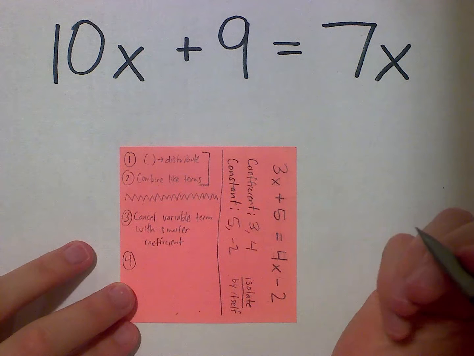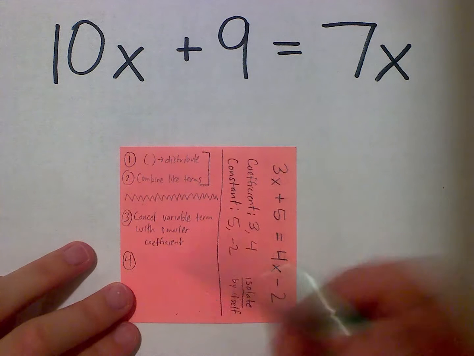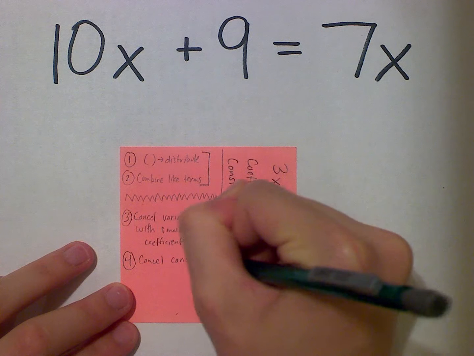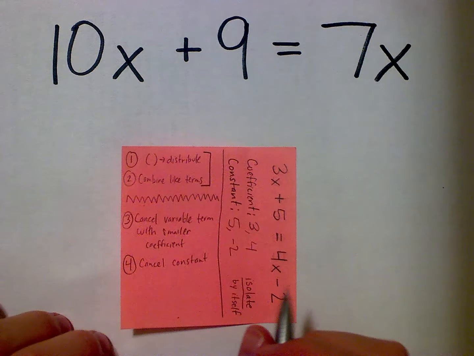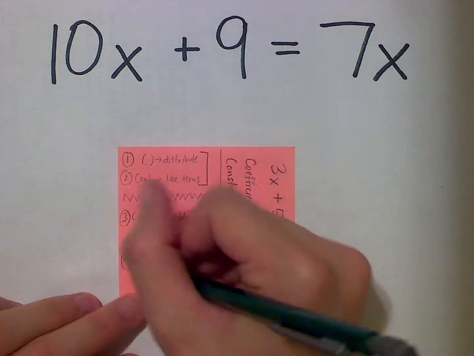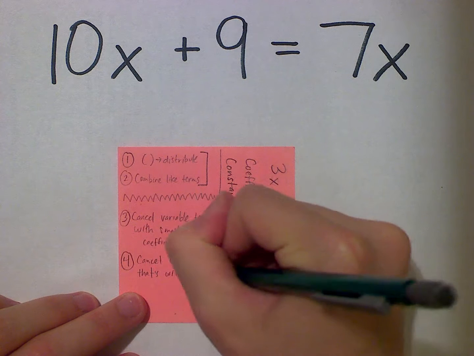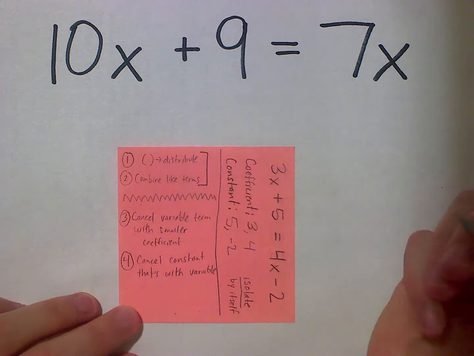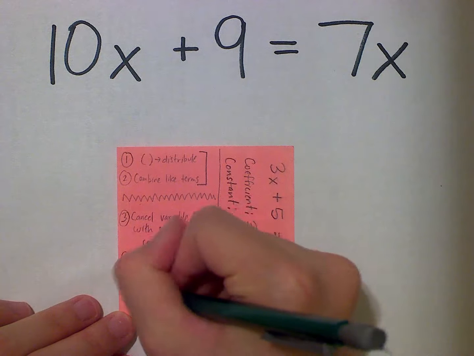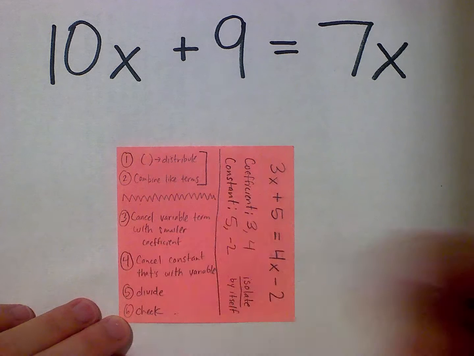Step 4. Once I've done that, then that's when I deal with the constants. So I deal with variables first, then constants. So I'm going to cancel a constant. And here's the thing, I'm looking to isolate the variable. So once I have the variables all on one side, I'm canceling everything that's on the same side as the variables. So cancel constant that's with the variable on the same side as the variable. And then the last thing you're going to end up doing is dividing. And then always a good idea to check your answer at the end.